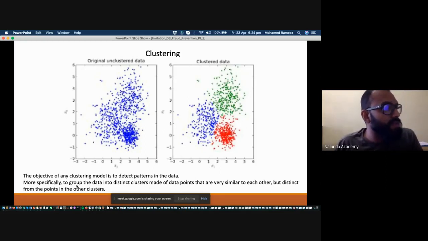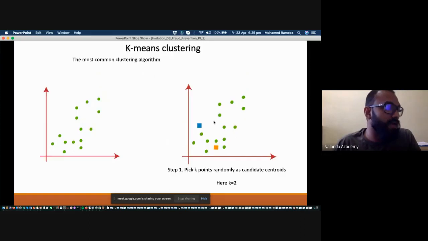More specifically, the purpose of a clustering algorithm is to divide data into distinct clusters made of data points that are very similar to each other but distinct from the points in other clusters. And the purpose of an algorithm like this is not that it will just give you these clusters. It is so that you can now visit each of these clusters and do more investigations on the data. So this is something to help the data analyzer.